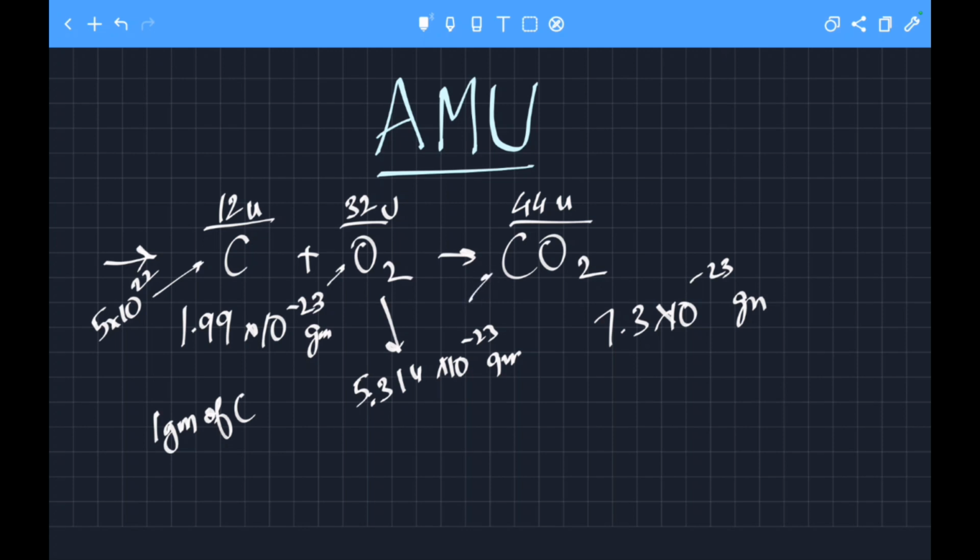Even that is very cumbersome. We need a better way to utilize this equation while using weights in grams. And here the Avogadro number, or the concept of mole, comes into the picture. Let me show you how.